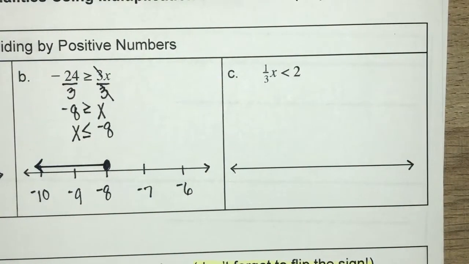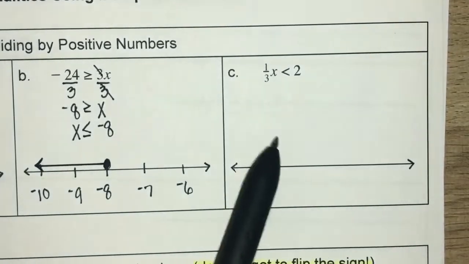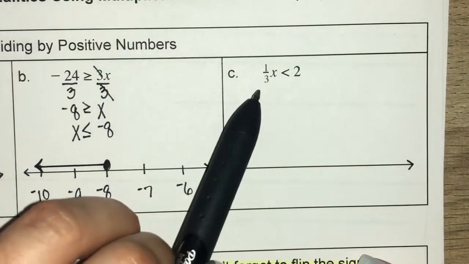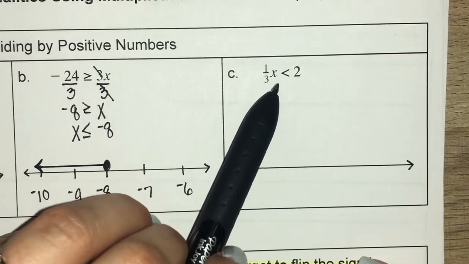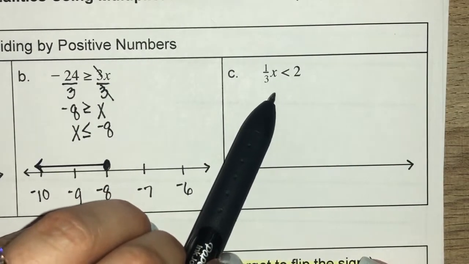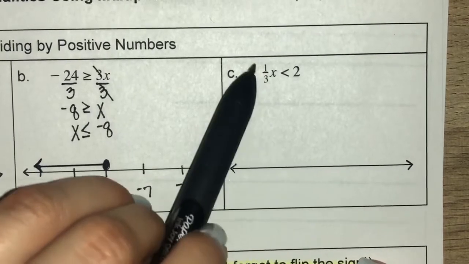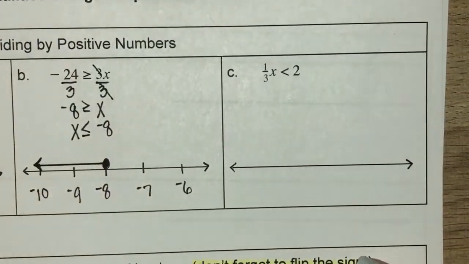And then for c, 1/3 x is less than 2. So we have 1/3 being multiplied by x. Usually to undo multiplication, we divide, but dividing by a fraction is kind of tricky sometimes. So if you ever have a fraction that's being multiplied by your variable, if you want to get your variable by itself, you can multiply both sides by what's called the reciprocal. That's basically the fraction taken and flipped upside down.